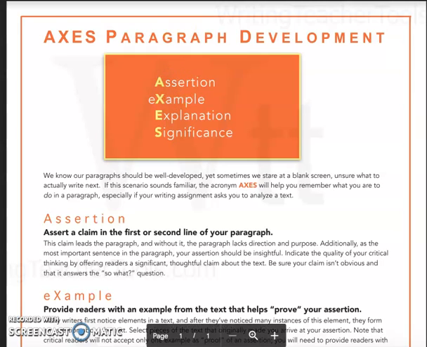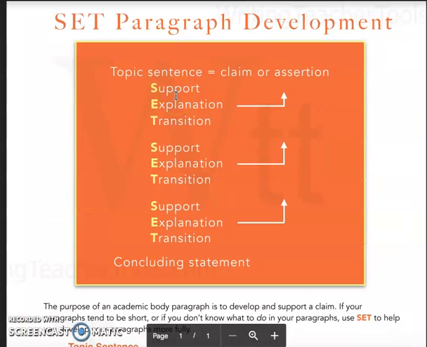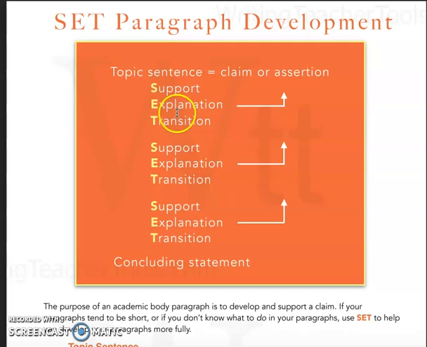Today I'd like to talk about SET paragraph development. So this is just another model of thinking about what you're doing in your paragraphs. And SET is a little bit different in that this one emphasizes transitions, and you'll see that we have the T there all the time for the transitions. And so with SET, we can think about having a traditional topic sentence, so your claim or your assertion that you're making, and then we always offer evidence or support for that claim. We always explain how the support proves the claim or the assertion, and then we add a transition.